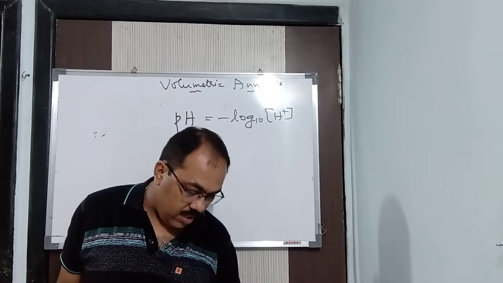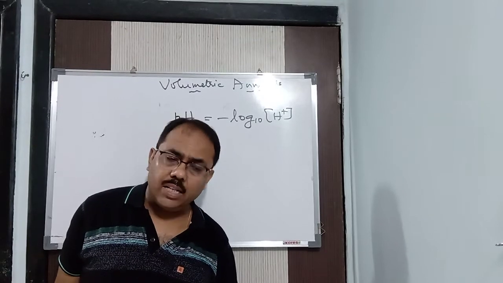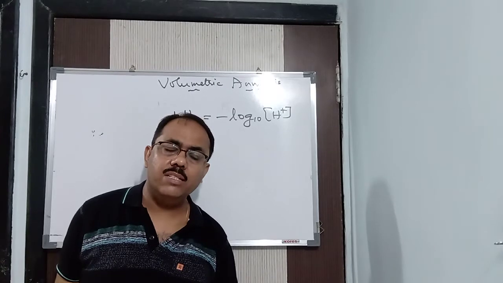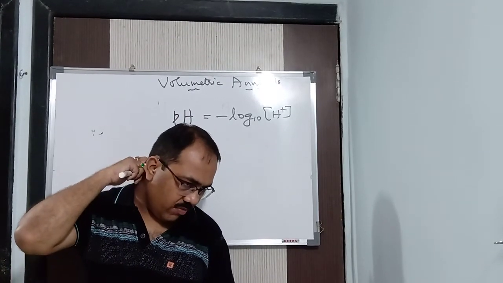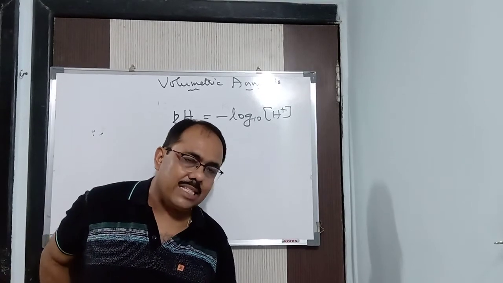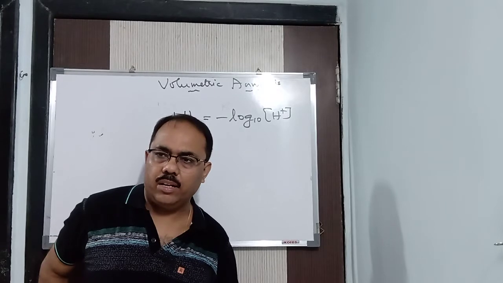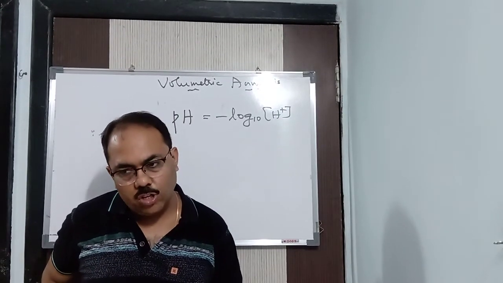Second category, weak acid, strong base. Weak acid means carbonic acid, formic acid, acetic acid. Strong base means NaOH, KOH, they are the strong bases. Now, in the titration of acetic acid, let us say acetic acid, weak acid is acetic acid. I am taking an example here. In the titration of acetic acid with NaOH, NaOH is a strong base, already I said.